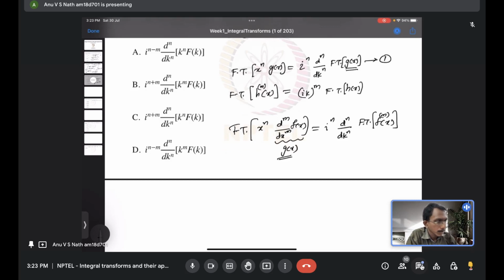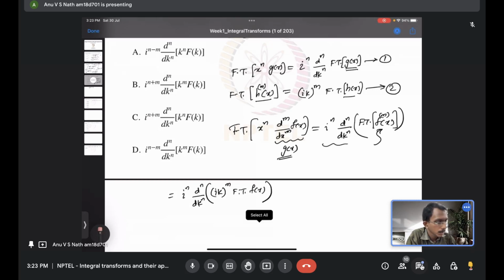Now if you think, we want the Fourier transform of the mth derivative of f of x, which we can do using the second property. So according to which, the other terms will remain the same. The only thing we need to replace is what is inside the bracket, which is the Fourier transform of the mth derivative of f of x. So here, if you think of f in terms of h, we'll just use property 2, by which it's ik the whole raised to m into the Fourier transform of the function f of x.